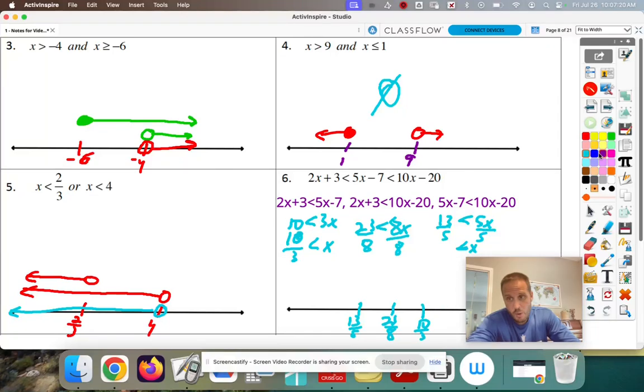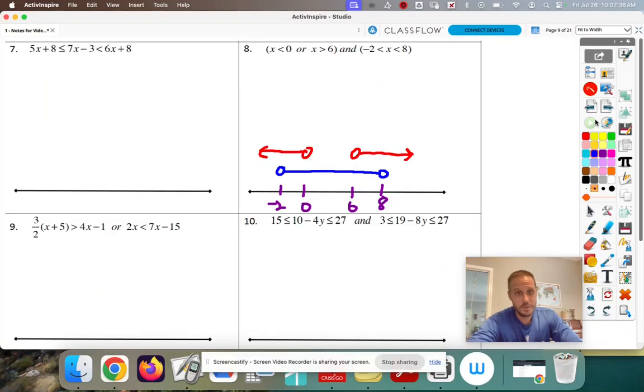And the only way that all three of those are true is if we are greater than 10/3, because this is an and. This needs to be true, and this needs to be true, and this needs to be true. And the only place where all three of those are colored in is over here, okay? Then we get into some more tricky ones, okay?